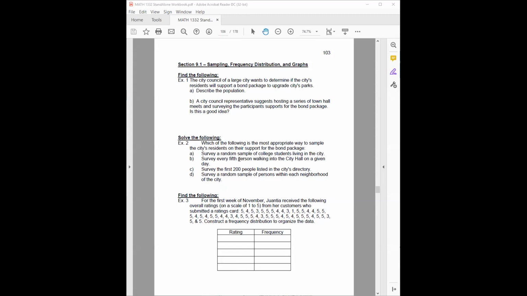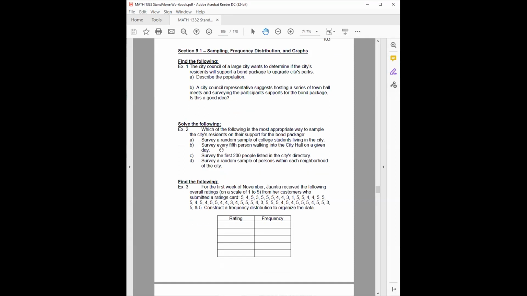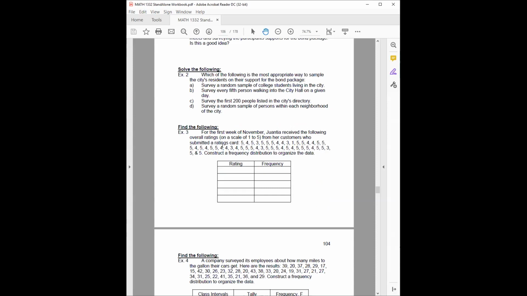For example, if you sample college students, that's a small set compared to asking everyone in the city. So if you ask everyone in the city a question about the city, that's more of a population. If you ask people in random neighborhoods, that's more of a sample. But anyway, I'll let you look at that later. So let's focus on this idea of frequency.